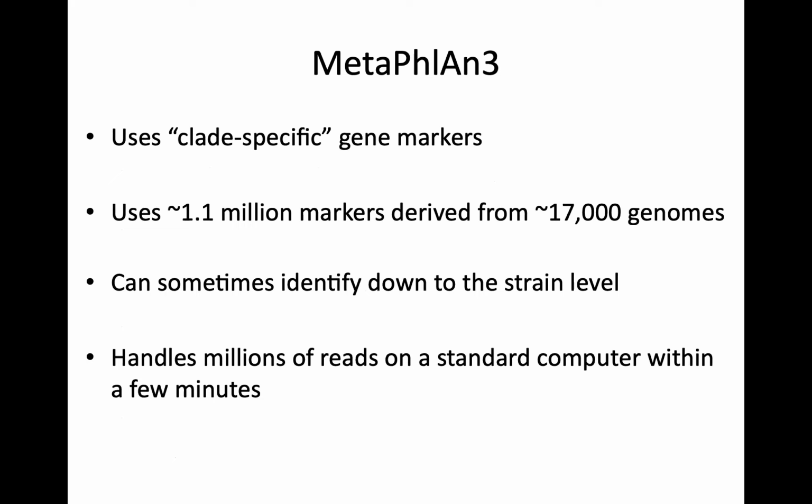MetaPhlAn3 uses clade-specific gene markers, which I'll explain in the next slide. And these markers are derived from a large genome reference database that they've previously created. This comes out of Curtis Huttenhower's lab. And in their most recent version, I think it's around 1.1 million different markers are used for taxonomic classification. They get a pretty good resolution, sometimes down to the strain level.